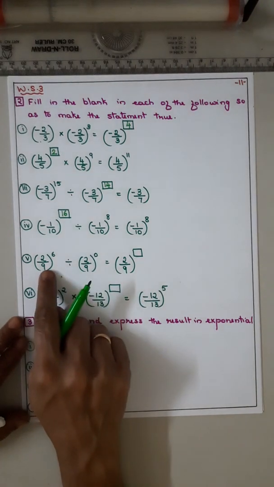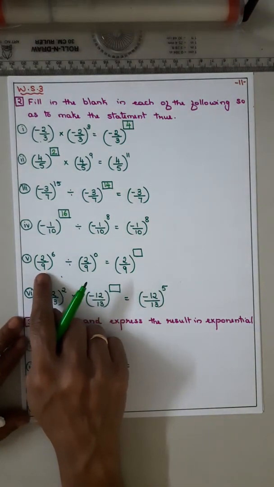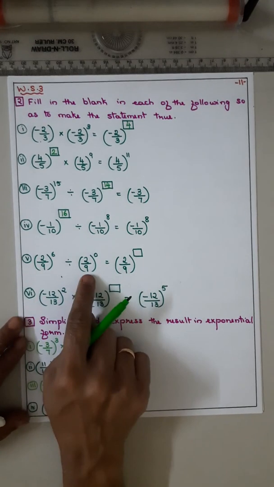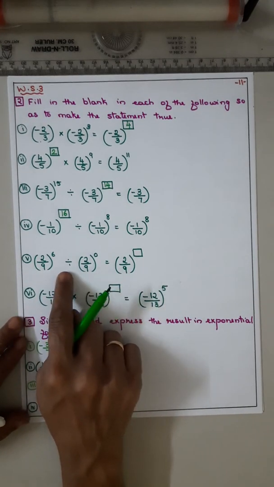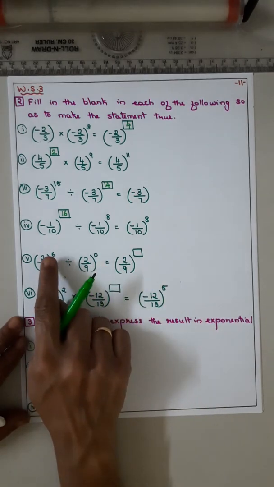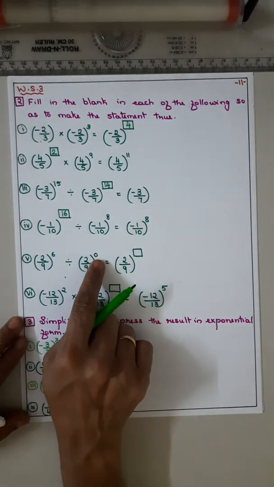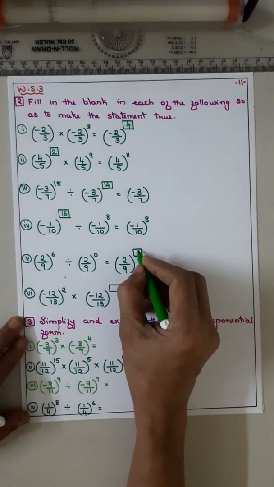Now coming to the fifth subdivision, (2/9), (2/9), (2/9). Means the bases are same, in between division sign. So at the time of division, what do we have to do? Subtract the powers. 6 minus 0 is how much? It is 6.